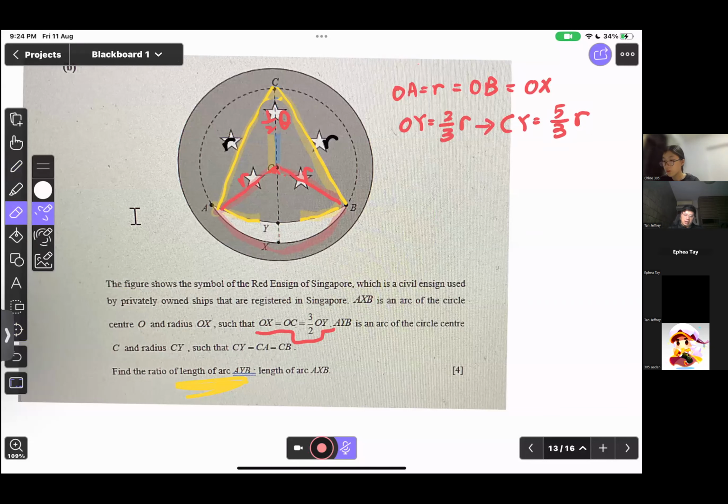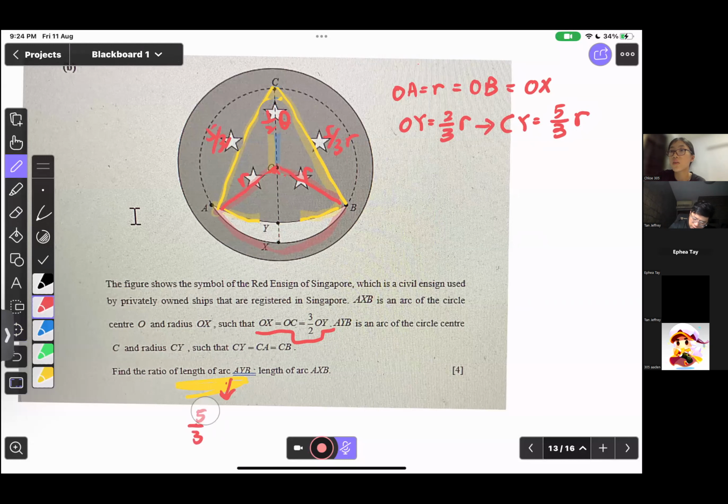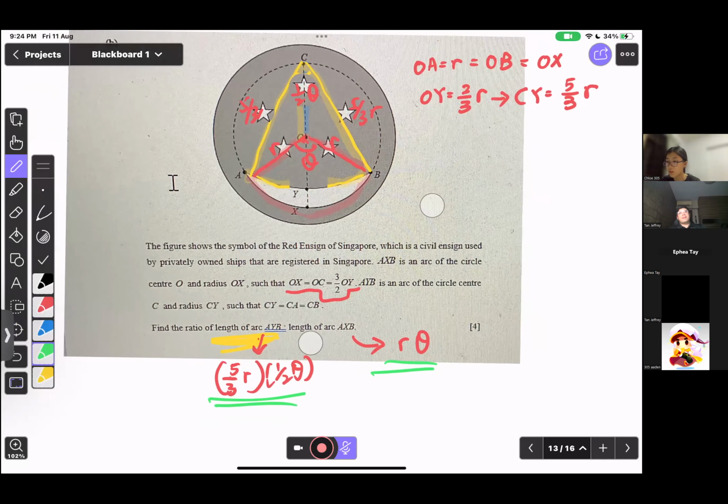Given that, let's call this 5 over 3R. So this length is R theta, which is 5 over 3. This is your R times half theta. Then AXB would just be R theta, this one versus this one. So just solve algebraically.